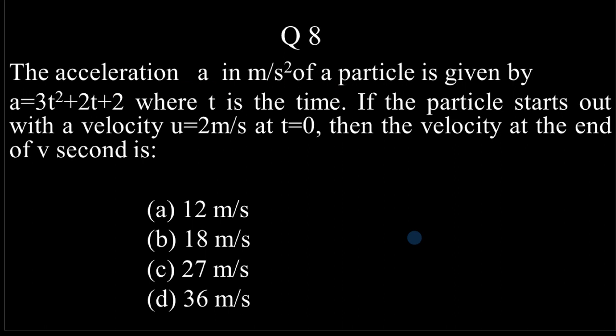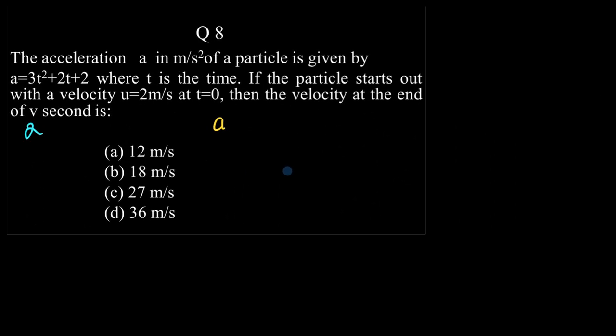The acceleration is given by a = 3t² + 2t + 2. What is the velocity? u = 2 meter per second at t = 0, which means the initial velocity is given as 2 meter per second. Then the velocity at the end of, this is not v seconds, this is 2 seconds, is, see, again a very similar question to what we did in the previous one.